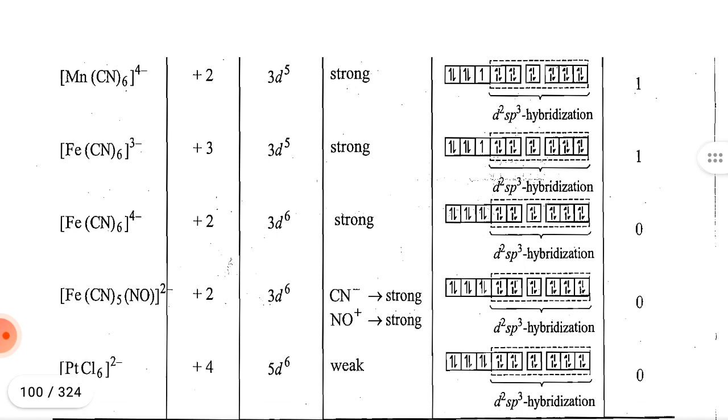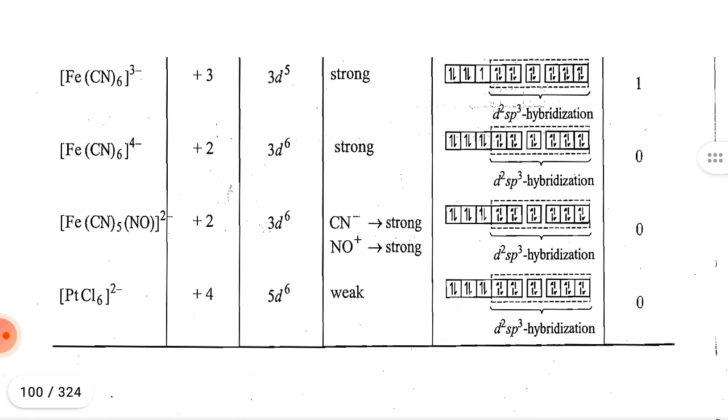[Mn(CN)6]4-: the oxidation state of manganese is +2 and the manganese 3d orbital will have 5 electrons. Cyanide is a strong field ligand, so 1, 2, 3, 4, 5, 5 electrons will be there in 3d. So after sharing 12 electrons, d2sp3 hybridization will form and the number of unpaired electrons will be 1.